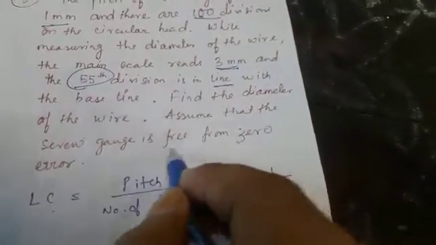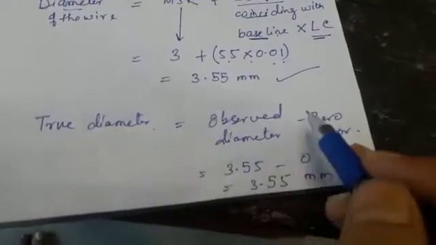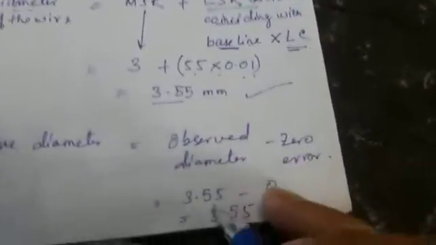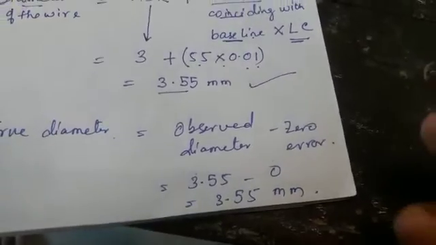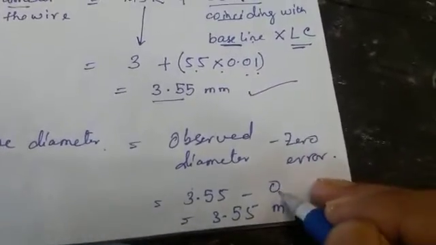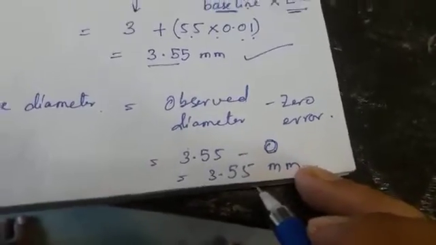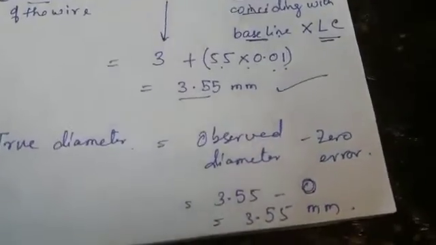Now it is said in the question that the screw gauge is zero error free. So your true diameter, as I have already explained in that video, is observed diameter minus zero error. Now observed diameter, we are getting 3.55, put here, minus zero error, which is nothing. They are assuming it is negligible, zero. So put there is no zero error, that is minus zero. So 3.55 minus zero is 3.55 millimeter. So this is your required true diameter of the wire.